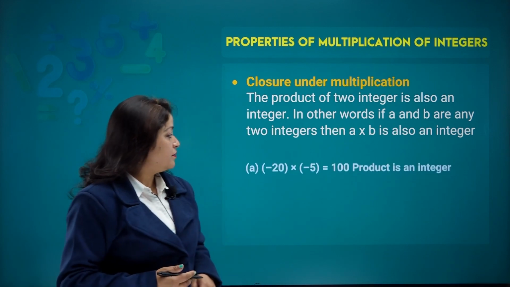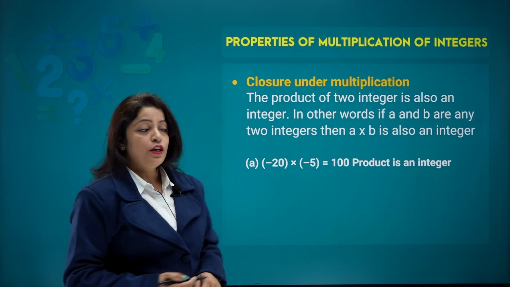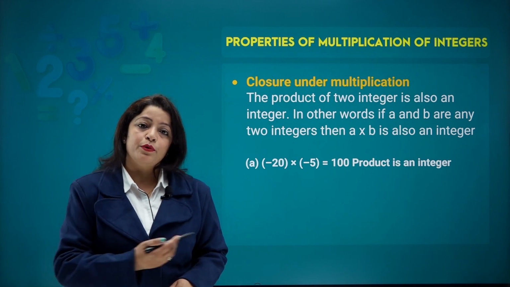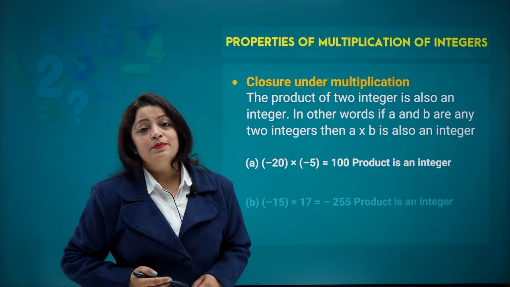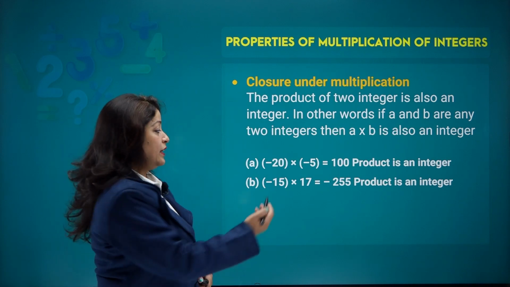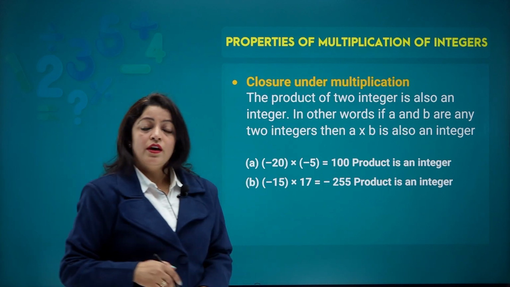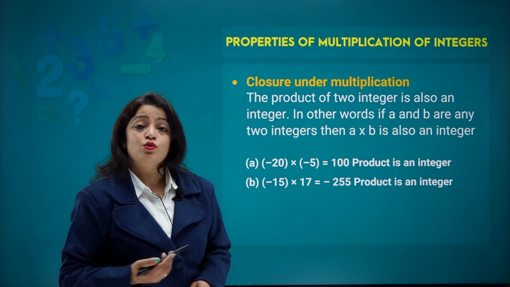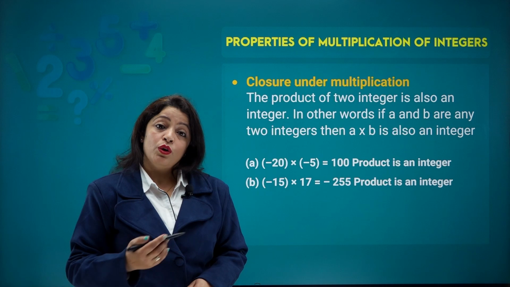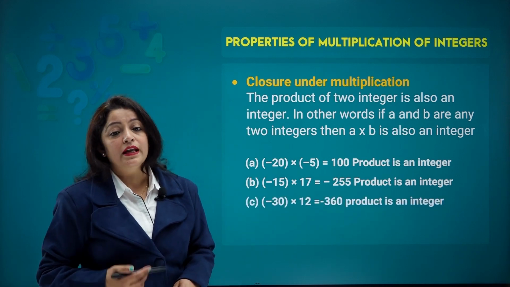For example, if we take minus 20 times minus 5, the result is 100. So minus 20 is also an integer, minus 5 is also an integer, and 100, the product, is also an integer. Similarly, we can have some more examples like minus 15 times 17, a negative integer and a positive integer. The result is going to be a negative integer, and the final product, that is minus 255, is also an integer. So is it true for all the values? Yes. Whenever you take any two integers, the product will always be an integer.